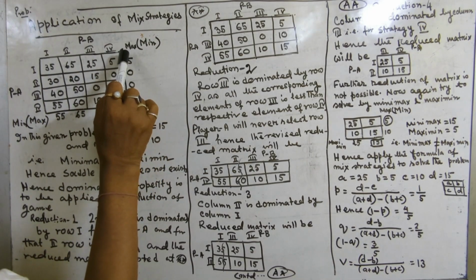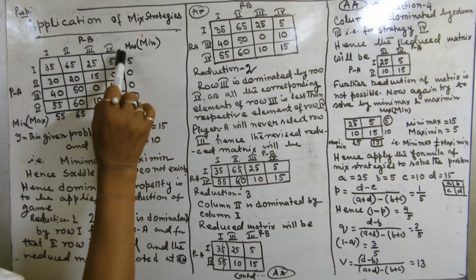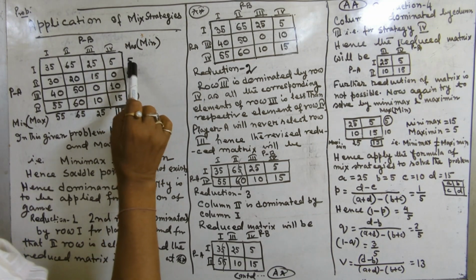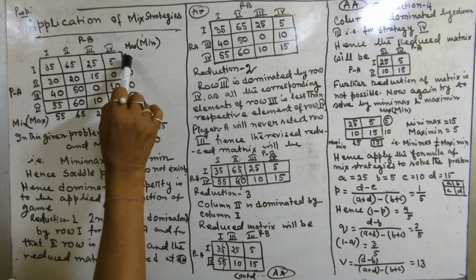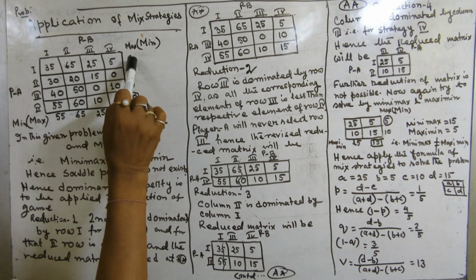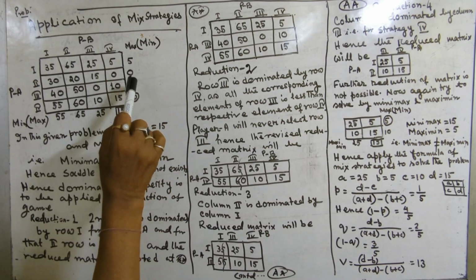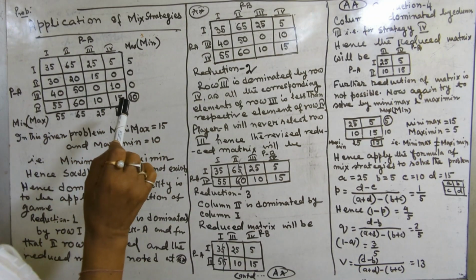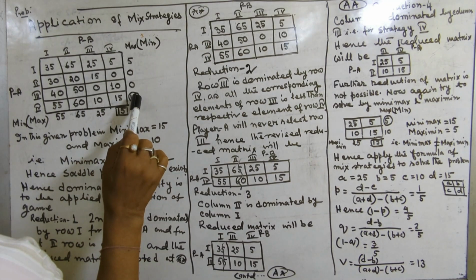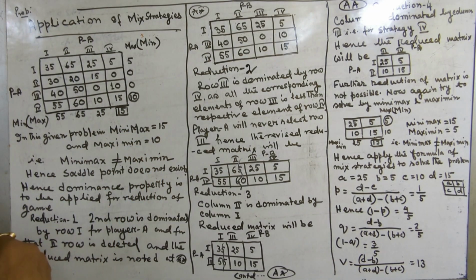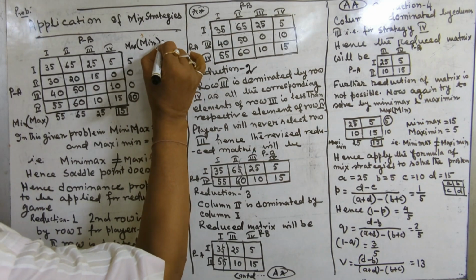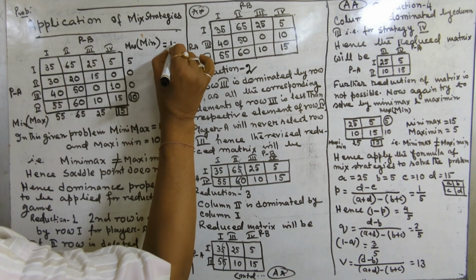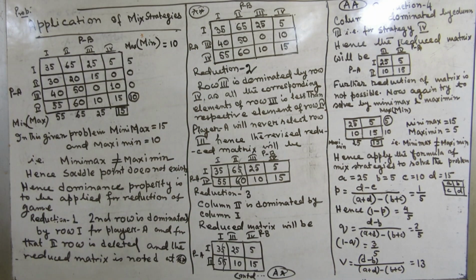Now, for maximin, you have to select the maximum value from the selected minimum elements. That means out of 5, 0, 0, 10, you have to select the maximum one. In this case, it is 10. That's why the maximin value of this problem is 10.